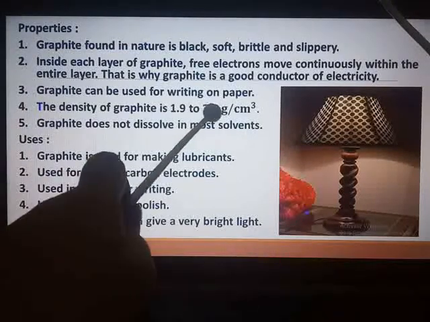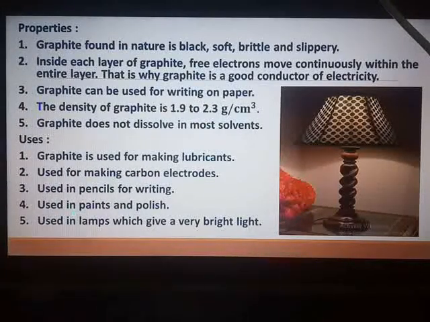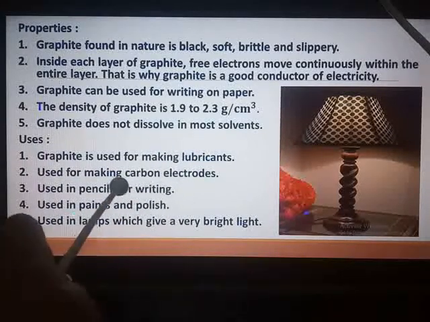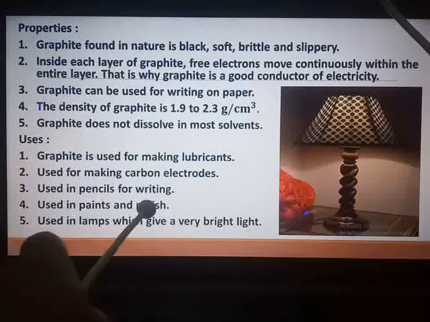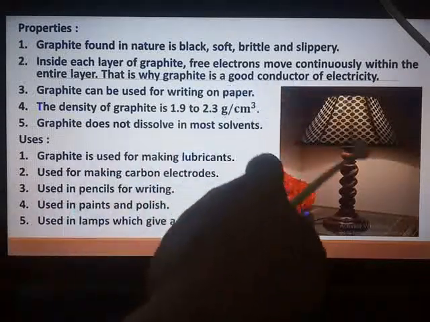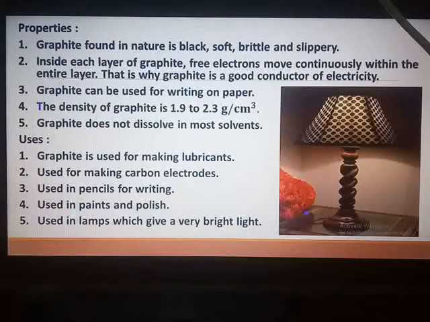The density of graphite is 1.9 to 2.3 gram per centimeter cube, whereas for diamond it is 3.5 gram per centimeter cube, and graphite does not dissolve in most of the solvents. This property is common for both. About the uses: graphite is used for making lubricants, carbon electrodes, pencils for writing, paints and polish, and in lamps which give a very bright light, that is, arc lamps. So here we end with the revision of properties for both the crystalline allotropes, diamond and graphite.